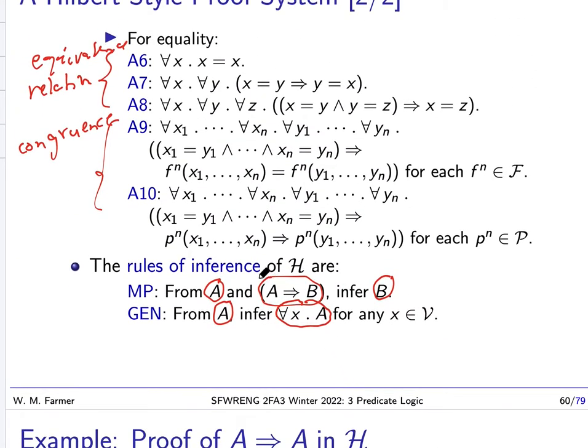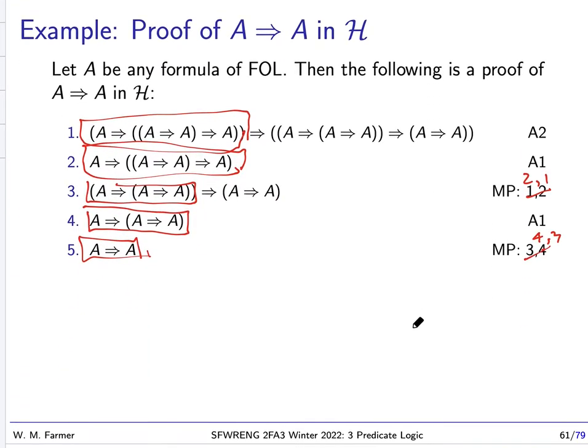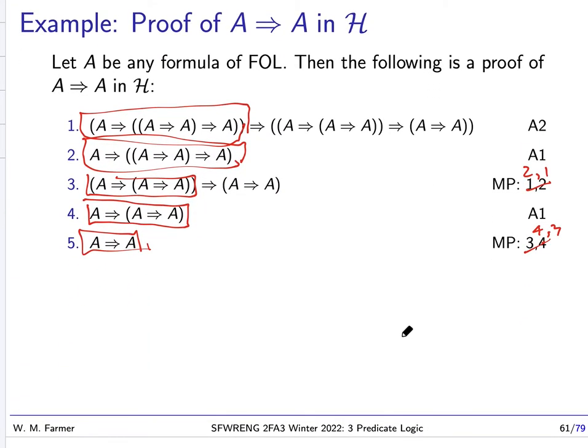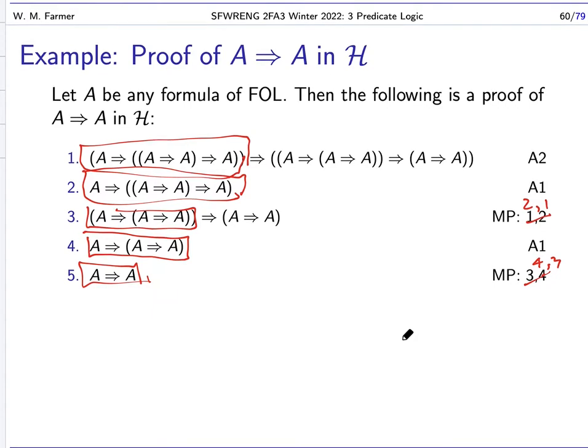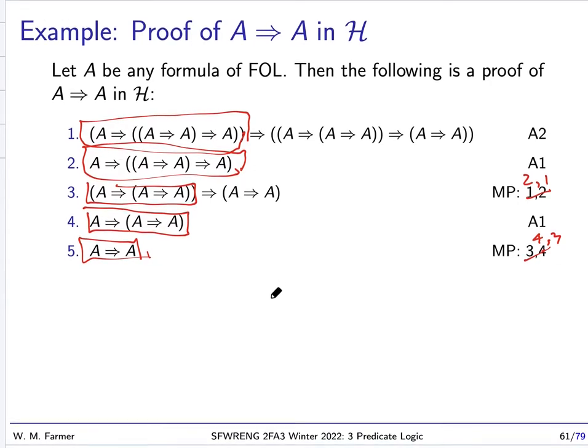I'm going to remind you that the way I wrote modus ponens is the left-hand side of an implication, then the implication, and we infer the right-hand side. So this is interesting: to prove something very trivial, it took a somewhat complicated proof, and this is a characteristic of Hilbert-style proof systems.